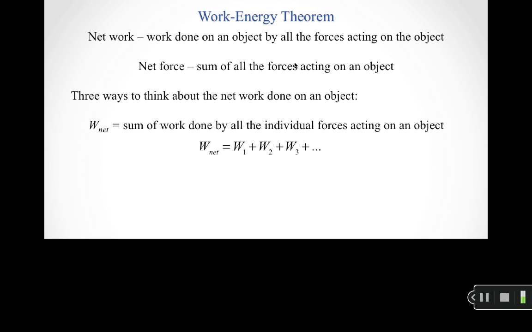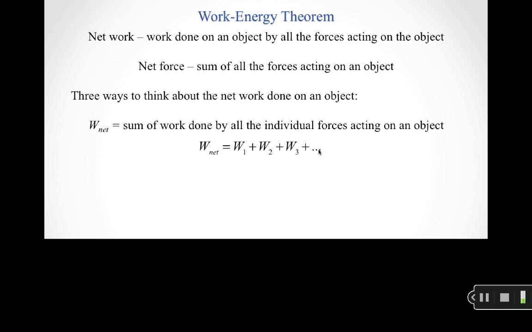The first one is that the net work is simply the sum of the work done by all the individual forces. We would find the net force by doing the summation of all the forces, and one way to get the net work is simply to add up all the work. So if you've got forces 1, 2, 3, however many are acting on your object, the net work is the work done by force 1 plus the work done by force 2 plus the work done by force 3 plus however many other work terms you've got.